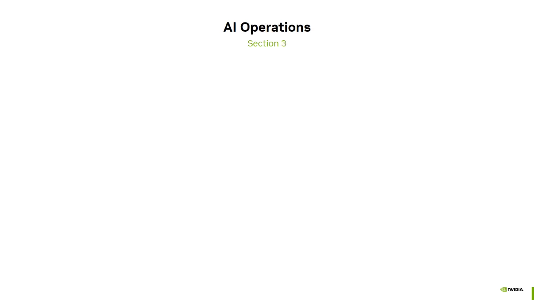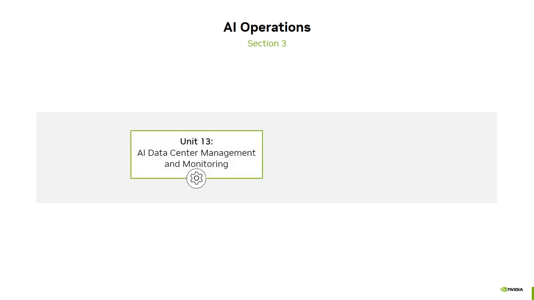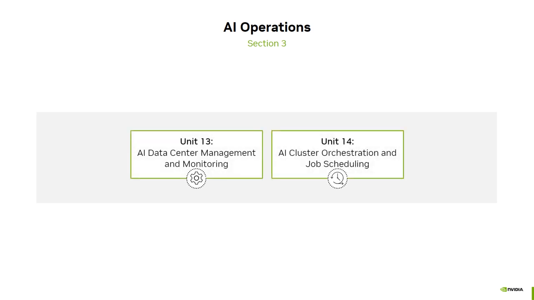Section 3, AI Operations, is comprised of two units that provide you with details and considerations on how to effectively operate your AI data center, including infrastructure management and monitoring, cluster orchestration, and job scheduling.